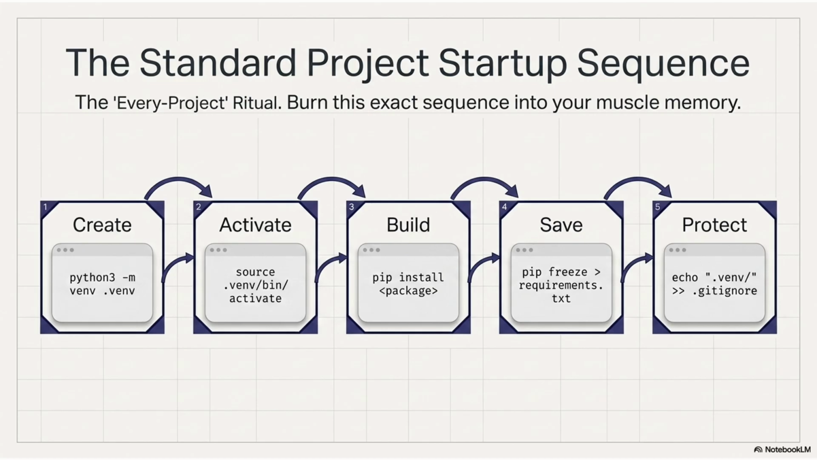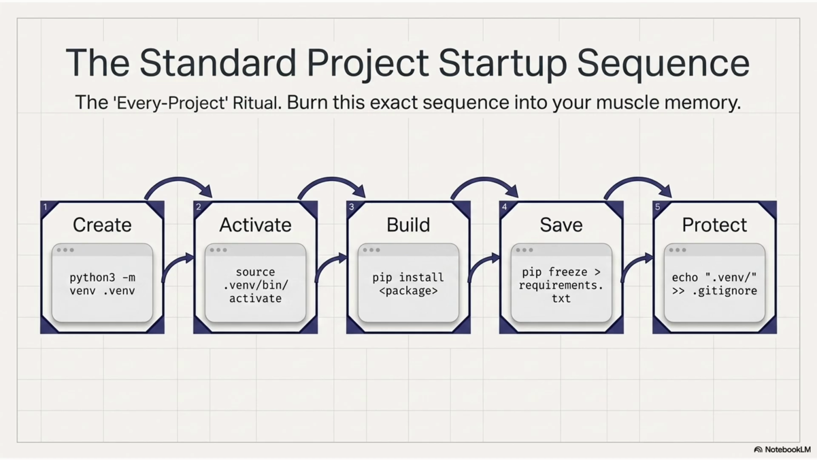This slide gives you the complete 5-stage project setup sequence. The ritual to burn into muscle memory for creating every new Python project. Stage 1, create. So this is python3 -m venv .venv or your env alias. Stage 2, activate. Source .venv/bin/activate or your act alias. Confirm that the .venv prefix appears.